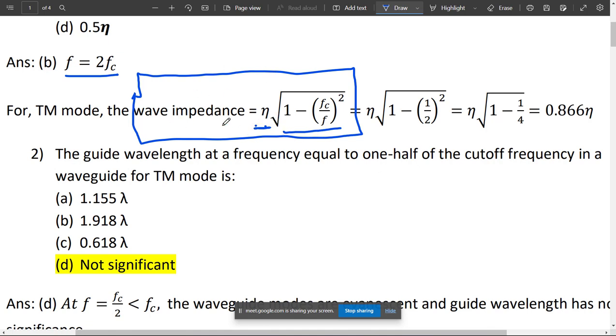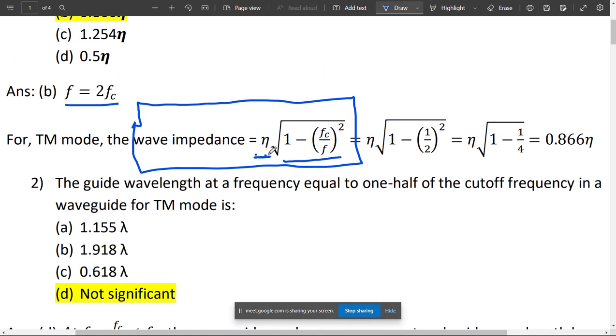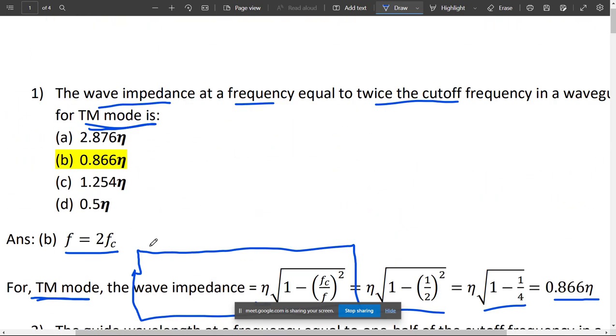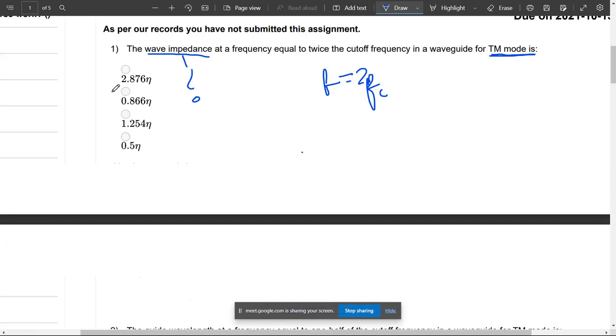So we know the formula for the wave impedance, which is eta into the square root of 1 minus (Fc by F) squared. This is for TM mode. We put in all the values and get 0.866 eta. So the answer is option B.